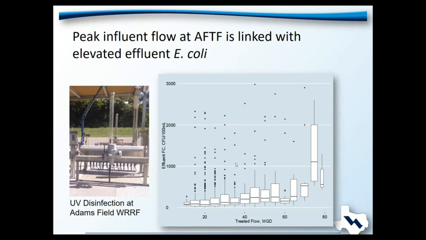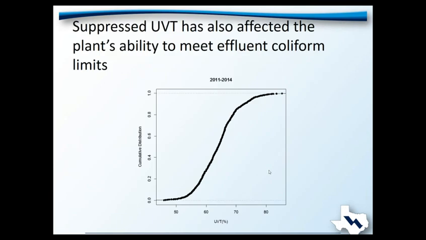But given the peaking factors for flow that this particular facility receives, it became challenging to consistently meet limits, or it became evident that we would be close to seasonal limits with UV without supplemental disinfectant. The other challenge for this particular UV facility is suppressed UVT, and this is quite common for secondary effluent disinfection applications of UV as well.